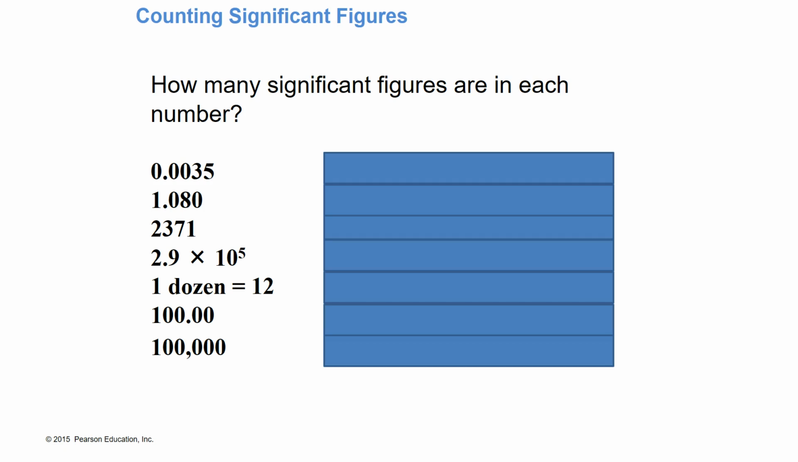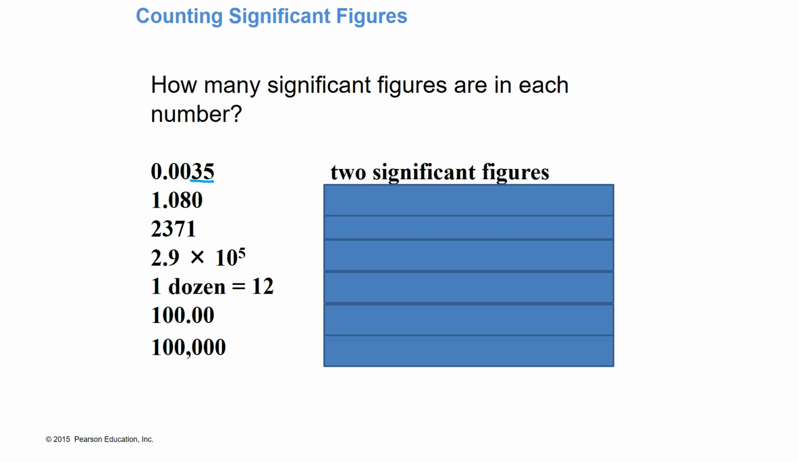All right, so what do you think? The first number, 0.0035. How many sig figs do we think is in that one based off of the rules we just went over? 35. Just the 3 and the 5 are significant. So that means that we would call this 2 sig figs. All right. So there's 2 significant figures in this one.